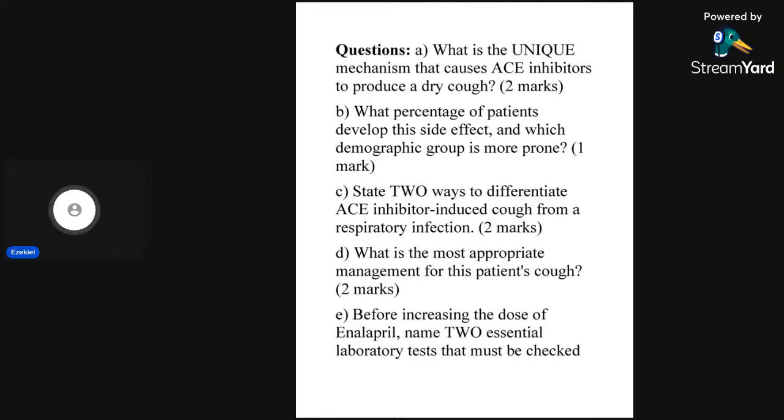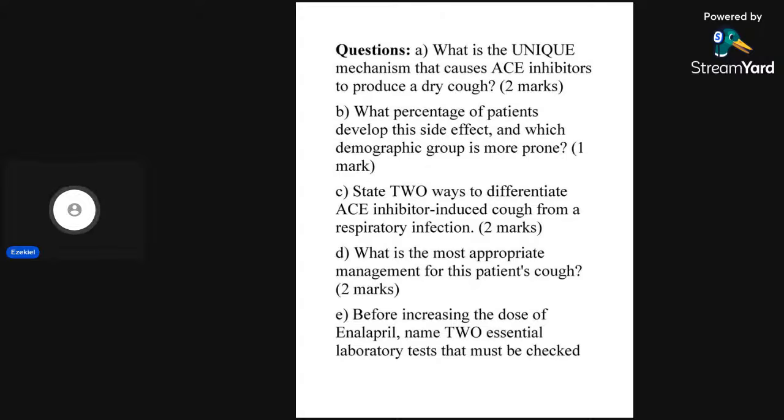What is the unique mechanism of action that causes ACE inhibitors to produce dry cough? I mentioned it already in the introduction of this question. ACE inhibitors will inhibit ACE enzymes, and the ACE enzyme is responsible for breaking down bradykinin. When bradykinin is not broken down, it accumulates because the ACE enzyme has been inhibited. Eventually, because of that accumulation, it starts to irritate the upper respiratory tract, which causes dry cough that worsens at night. So that's the answer to that.